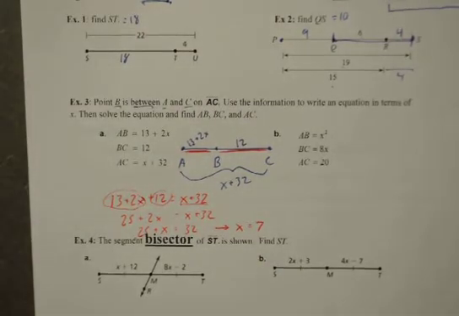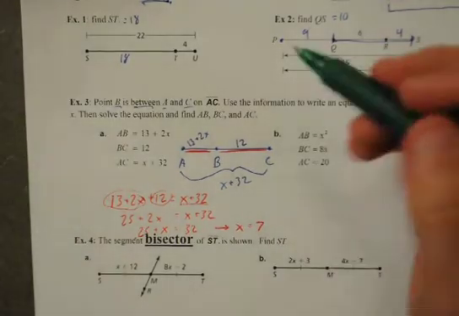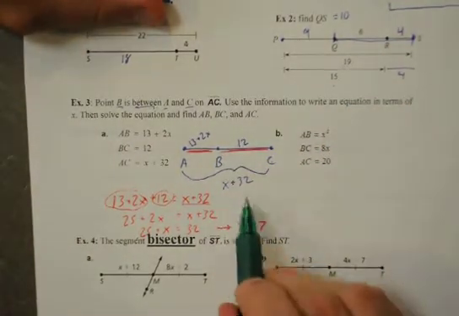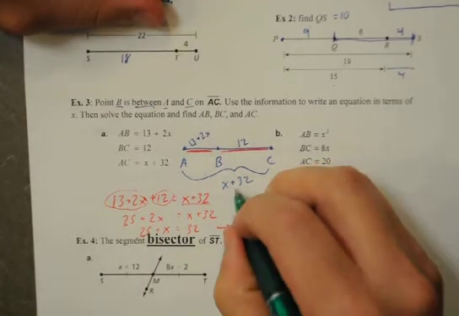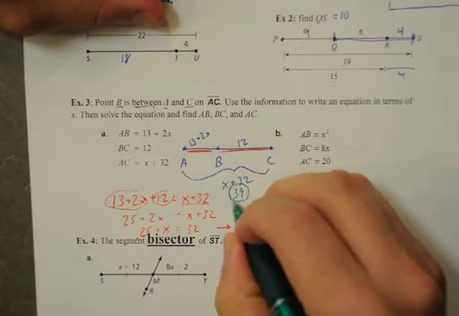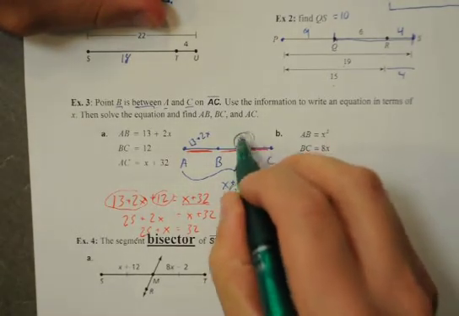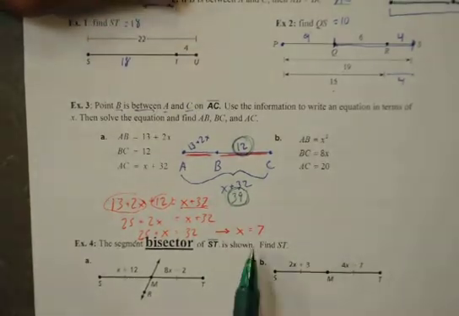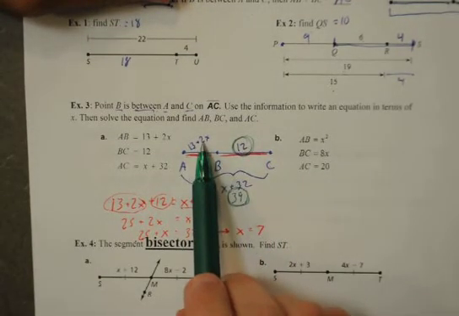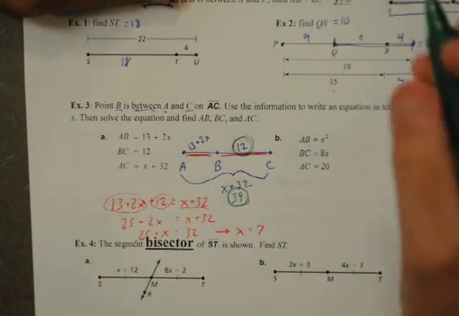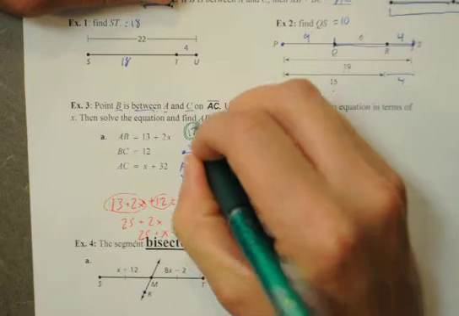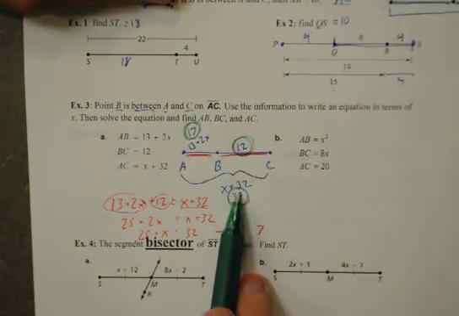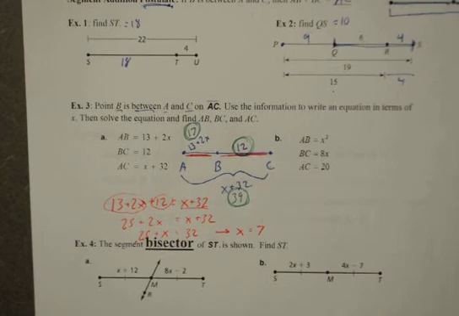Alright, now what you can do is you can check your work. Let's go plug in 7 and see if this diagram makes sense. So 7 plus 32 is 39. Okay, and this is 12. So these two pieces, when I add them together, have to equal 39. So if I plug in 7, 7 times 2 is 14. 14 plus 13 is 17. Does 17 and 12 make 39? Yes, it does. So that means that we did this problem correctly. x is 7.